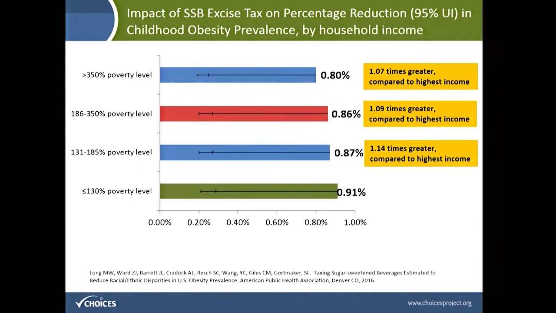And the same thing is true by income level. You'll see a little bit of a reduction in disparities because of the fact that children who are living in poverty and lower income levels tend to consume more at baseline, and so they'll respond more to the tax.